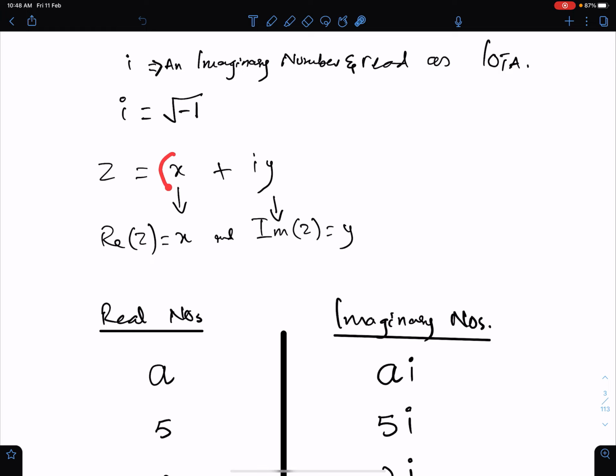Well, this x is the real part of this complex number, and you can write this as Re(z). Re means real. So the real part of this complex number z is x, whereas its imaginary part, Im means imaginary part, of this z is y.